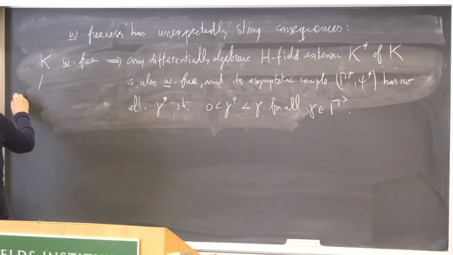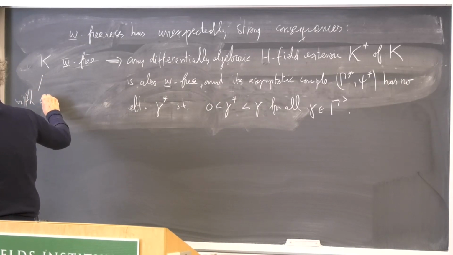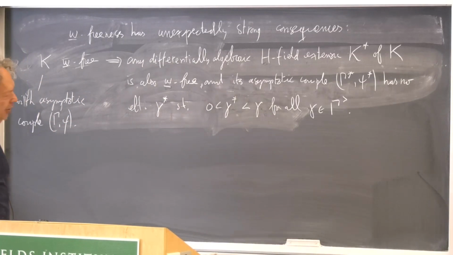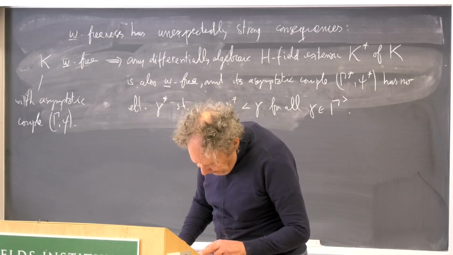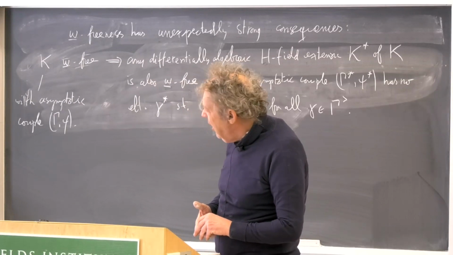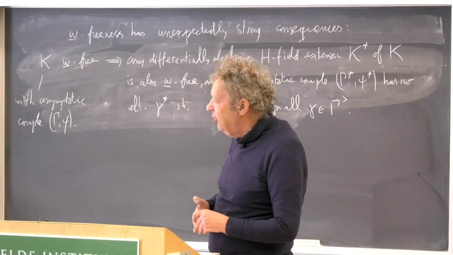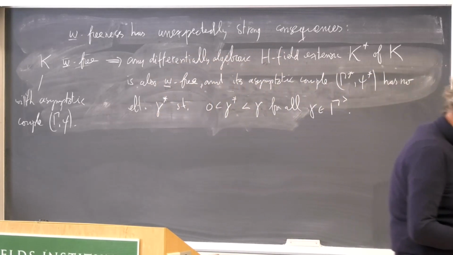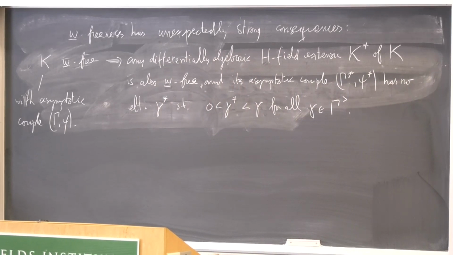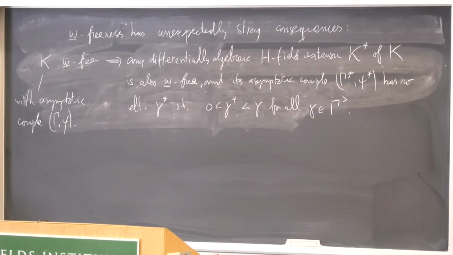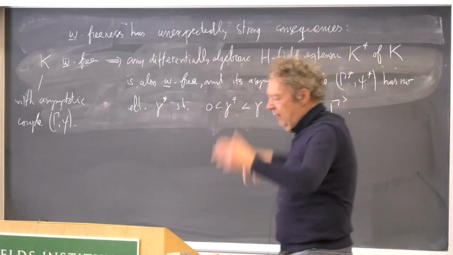Yeah, so here K with asymptotic couple, which is actually H asymptotic, as I said, gamma psi. So this turns out to be very powerful. Roughly speaking, what it means is that omega free guarantees good behavior when adjoining solutions to any algebraic differential equation over K. Not just for second order, as you might expect, but for all algebraic differential equations, it somehow controls everything that happens above it when you go to differentially algebraic extensions.